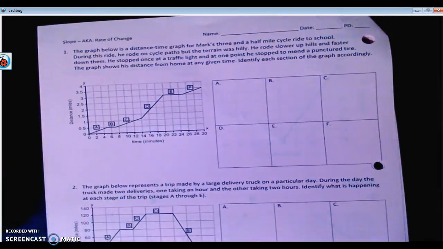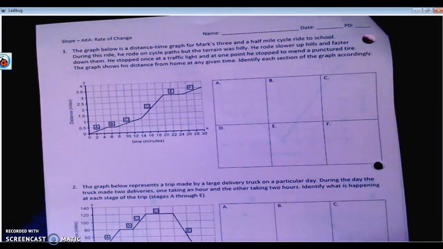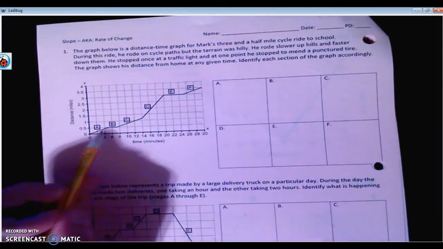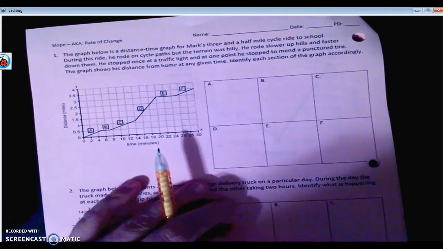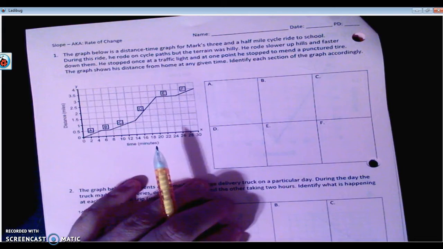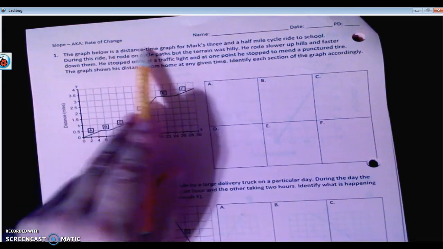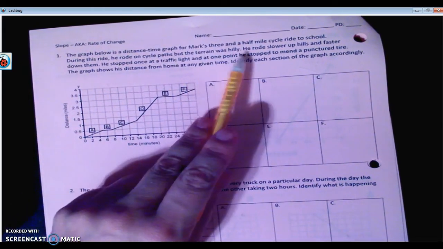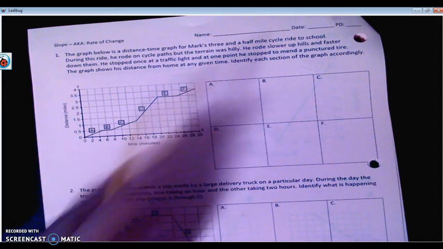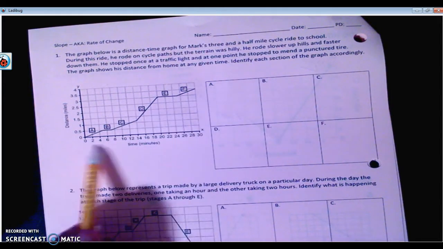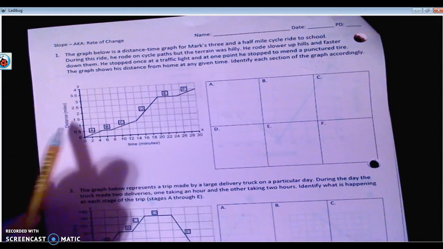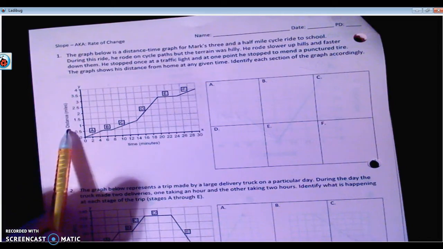Now we see that we have a whole bunch of different line segments. We have segment A, B, C, D, E, and F. And we're going to take a look at how we can interpret each of those line segments and what they mean. So if we read this here, it's a distance time graph for Mark's 3.5-mile cycle ride to school. We can see that on our x-axis we have time in minutes and the distance he rode in miles.